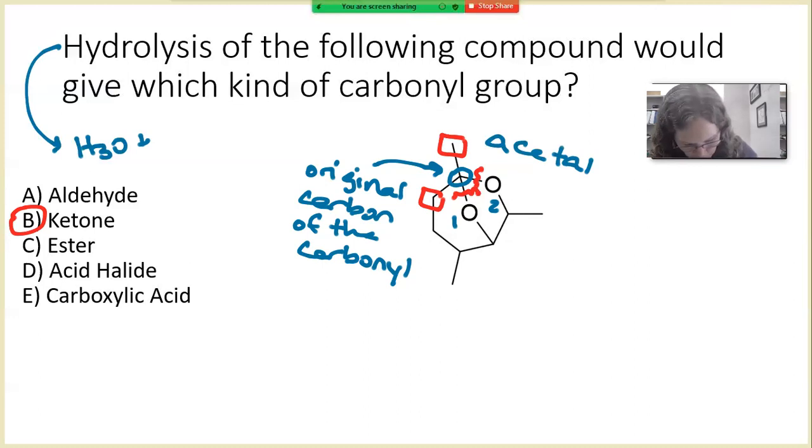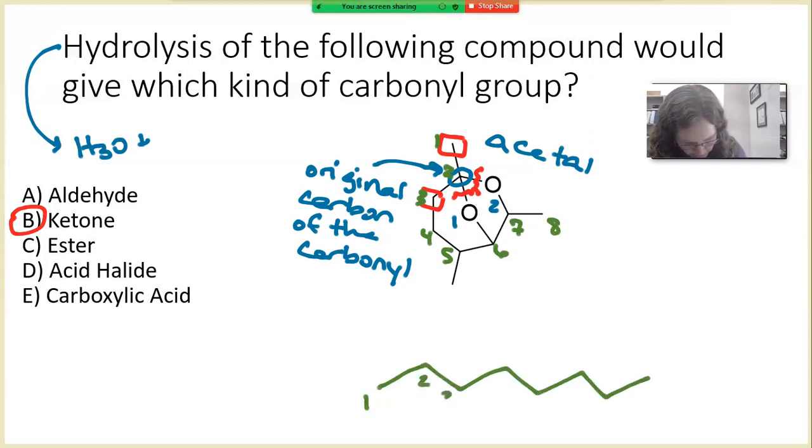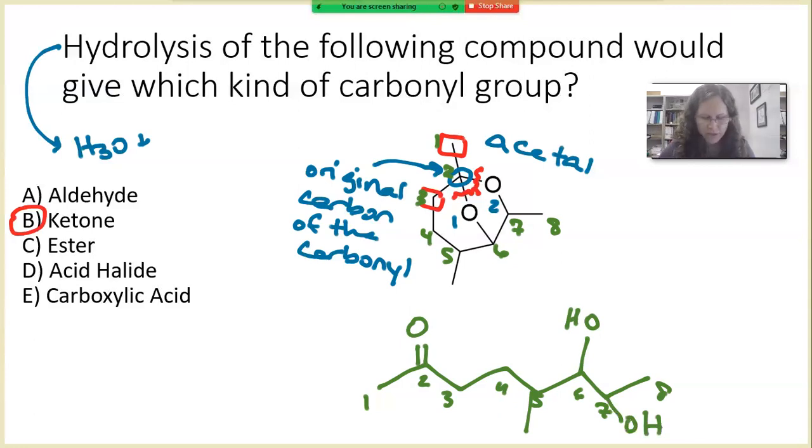We can try and work backwards here to think about what was that original structure. So I'm going to go 1, 2, 3, 4, 5, 6, 7, 8. Number this. So the 2 carbon was our original ketone. We have a methyl present on the 5. We have an OH group on the 6. And we also have an OH group on the 7 carbon. Okay, so this was our original compound that upon reaction with our acid catalyst would make that acetal product.